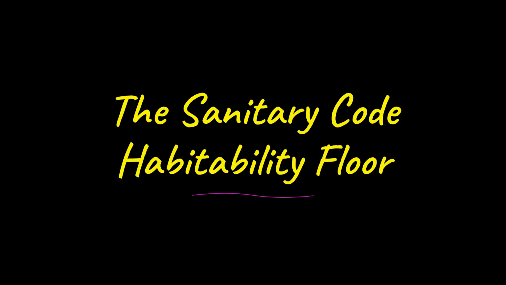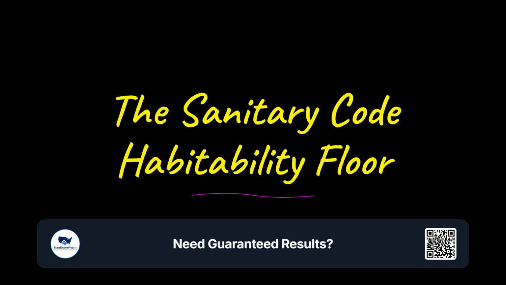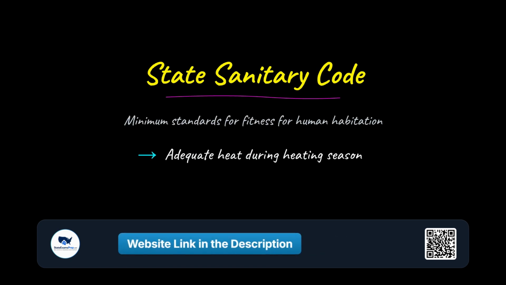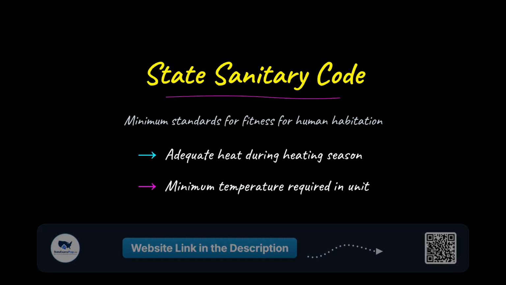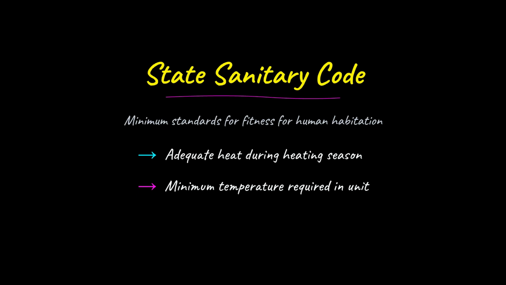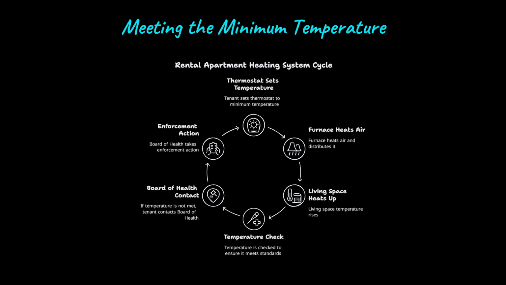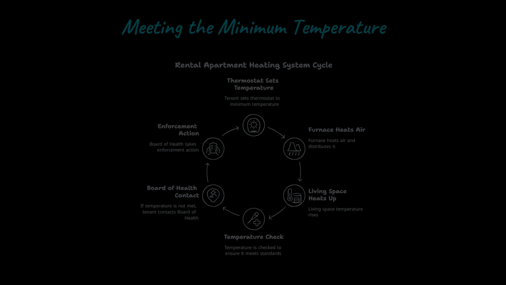Massachusetts law sets a baseline for livable rental housing, called the State Sanitary Code, and heat is its most commonly tested requirement. The Sanitary Code sets minimum standards for fitness for human habitation, requiring owners to provide adequate heat during the heating season, keep the unit at a minimum temperature, and uphold this duty regardless of what the lease says. During the heating season, an apartment's furnace must keep the living space at or above the code's minimum temperature, monitored by the thermostat. If it fails, the tenant can report the owner to the local Board of Health for enforcement.